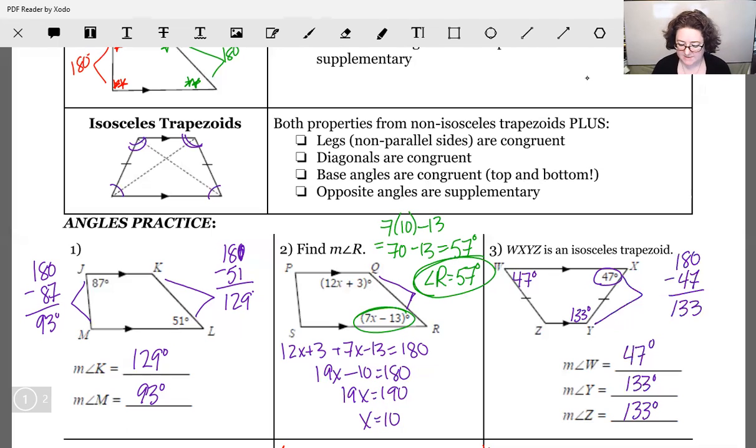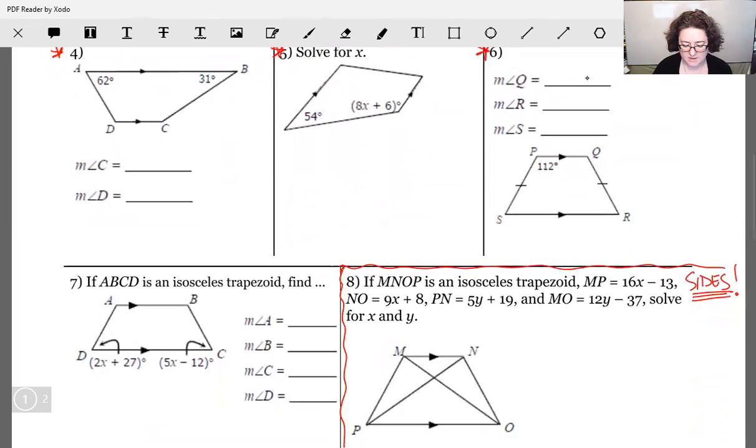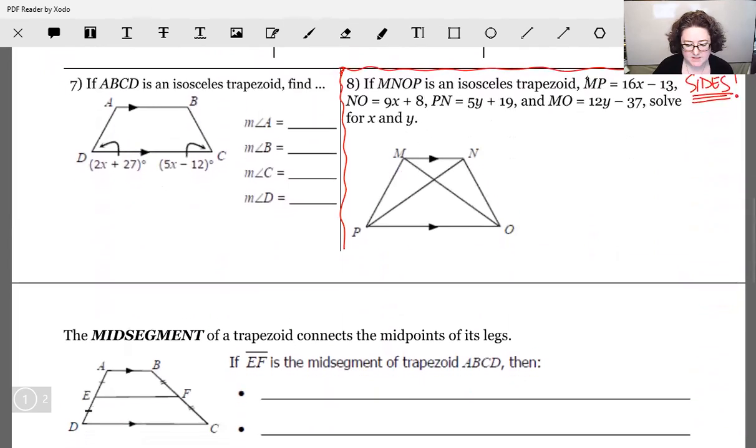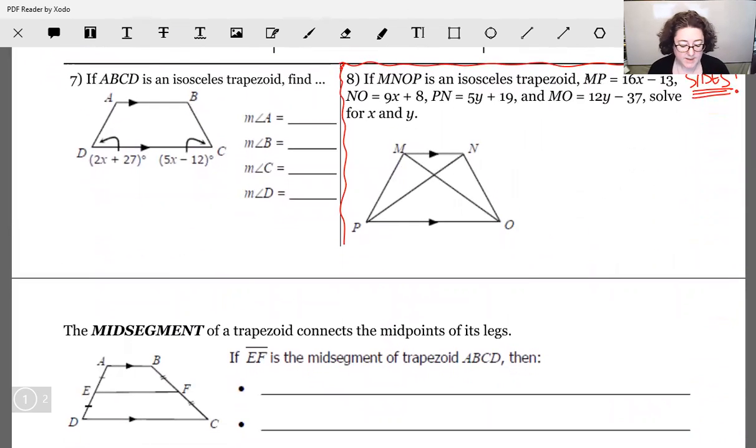Alrighty, let's do 7 and 8. So again, number 7 is another angle problem. And so we know that this is an isosceles trapezoid. They tell us in the problem. So that means our base angles, the 2x plus 27 and the 5x minus 12, what do those measures need to compare to each other? They need to be equal. So let's do 5x minus 12 equals 2x plus 27. And again, the order doesn't matter.